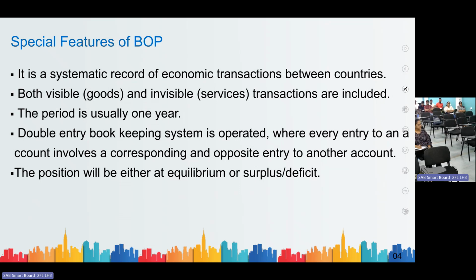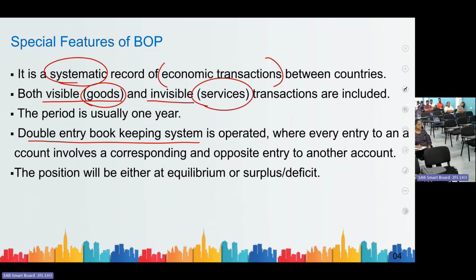It records economic transactions systematically, and we use the double entry system for that. In accounting, you learn the double entry bookkeeping system. The same concept is applied here in order to report transactions in the balance of payments. So it's a systematic report of economic transactions, following the double entry bookkeeping system. It reports both visible items, that are goods, and also invisible items, which are services. The usual period is 1 year.